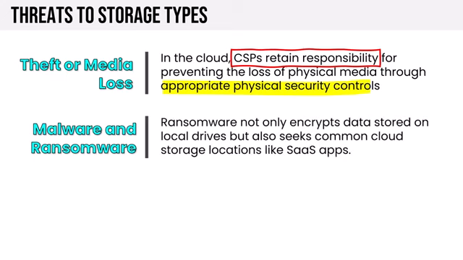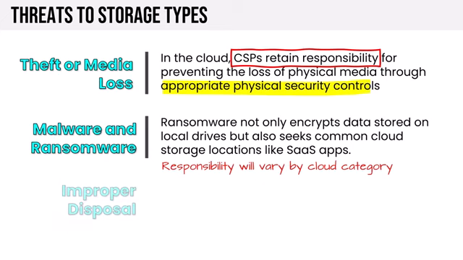Malware and ransomware. So ransomware not only encrypts data stored on local drives, such as in an IaaS model, but it also seeks common cloud storage locations like SaaS apps. So think Box, Dropbox, or OneDrive. Ransomware that infects an endpoint, a client endpoint like a Windows workstation, will try to crawl into those SaaS folders and encrypt that data. Responsibility there is going to vary by cloud category, though.